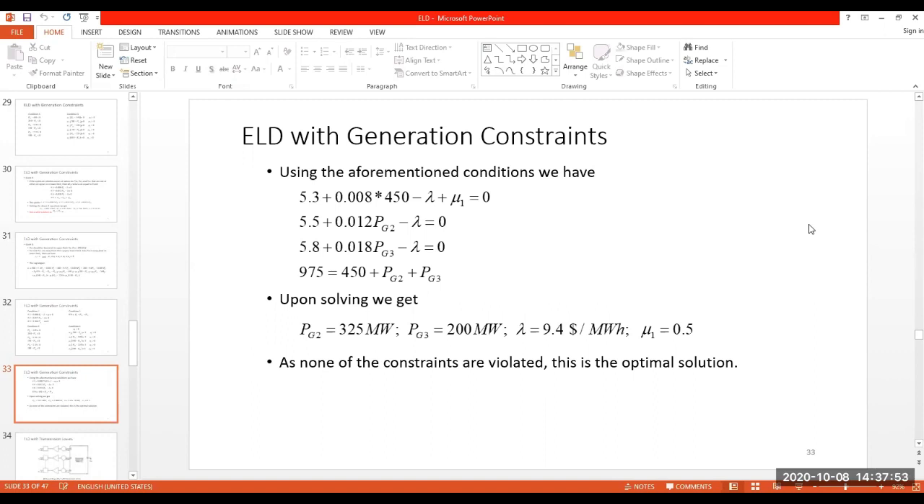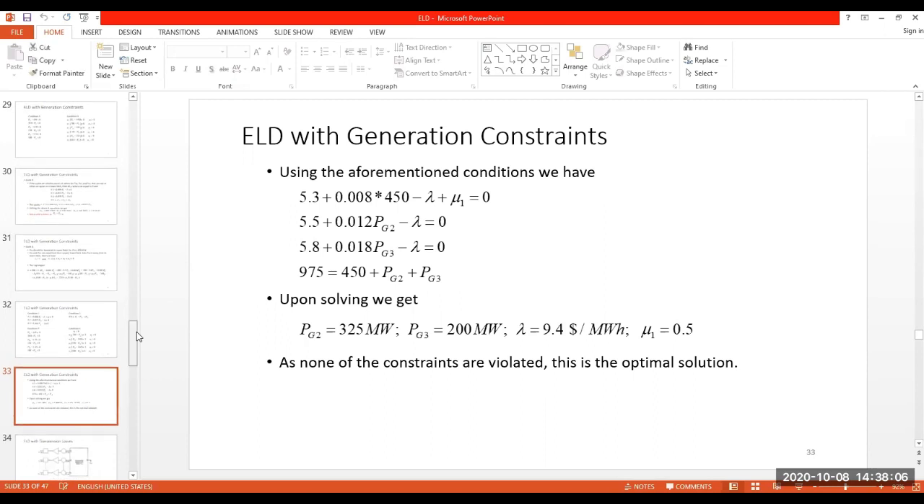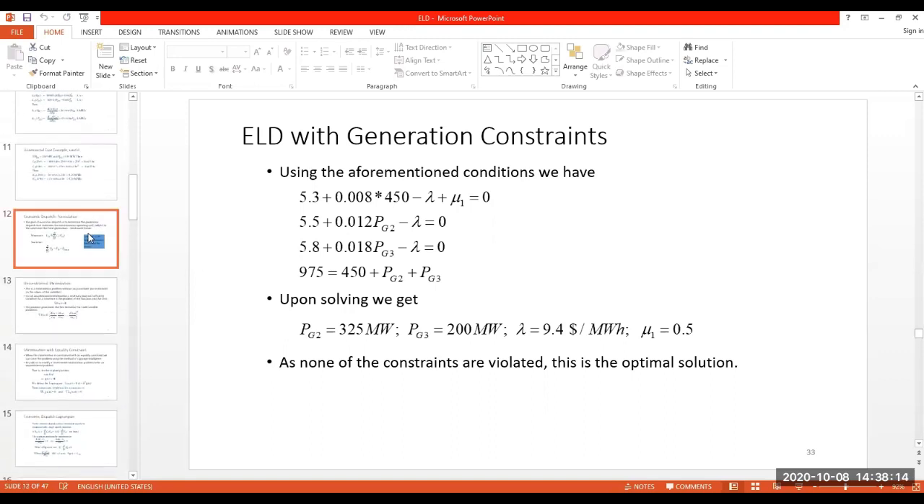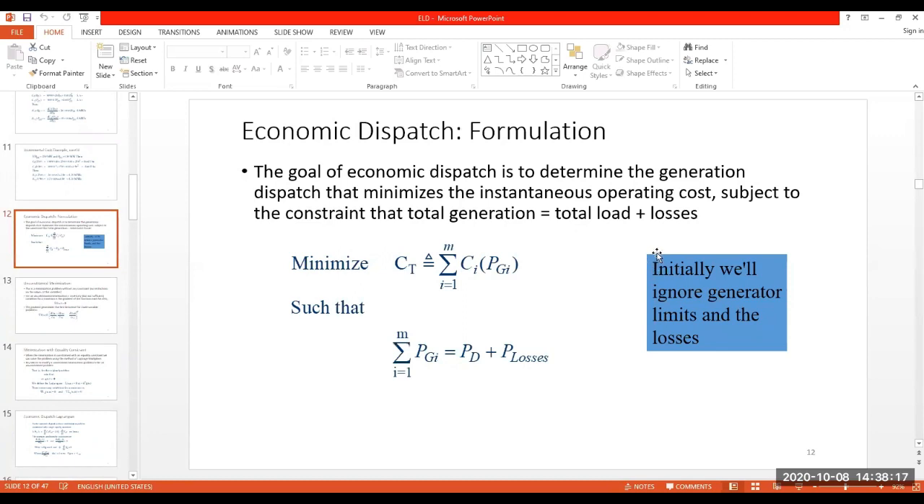So when we started the topic of economic load dispatch, we mentioned that the economic load dispatch issue can be or should be considered in the most practical manner. Then I said that we will start with the most simplified version of economic load dispatch. By that, what I mean is this. If we go to slide 12, in the blue text box, you see initially we will ignore generator limits and the losses. So our starting point was the simplest version of the economic load dispatch problem, where we actually ignored the generation limits.